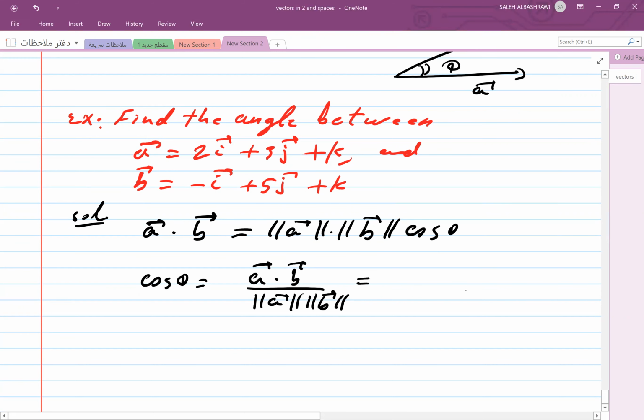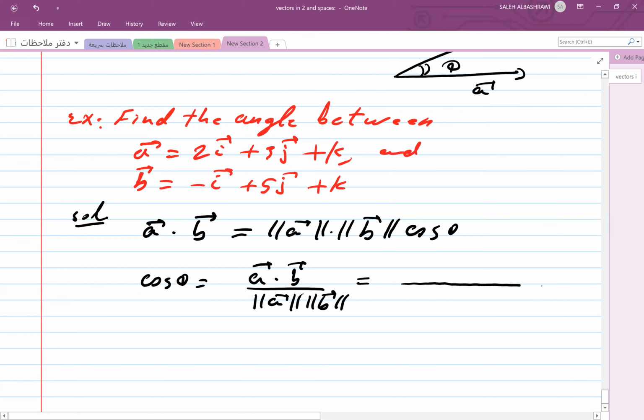Now A dot B. This is A dot B: A1 times B1, A2 with B2, A3 with B3. I have 2 multiplied by minus 1 is minus 2, 3 multiplied by 5 is equal to 15, and 1 multiplied by 1 is equal to 1.